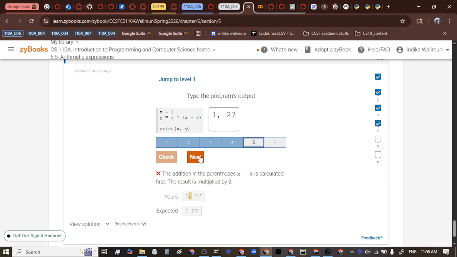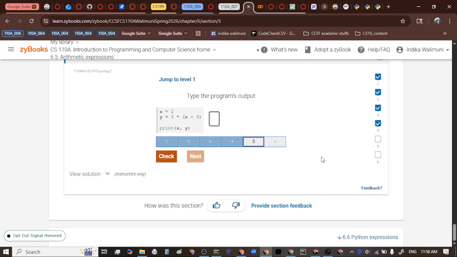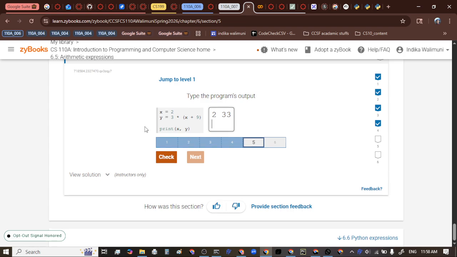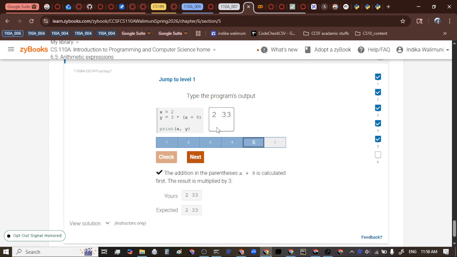Let's go to next anyway. This one, print x is 2 and then y is going to be 11 times 3, 33. Is that the one? Yeah. Okay.